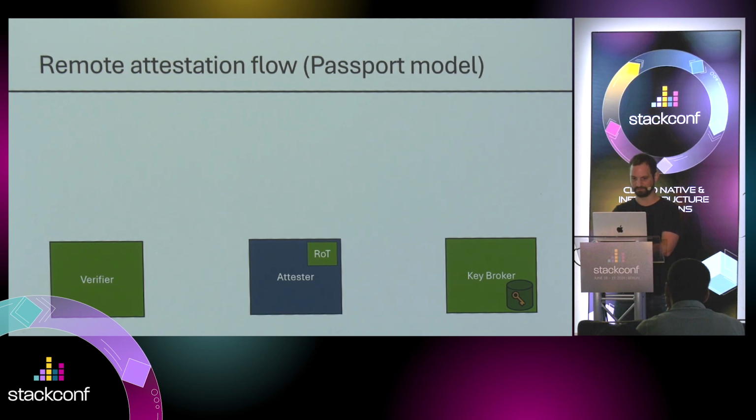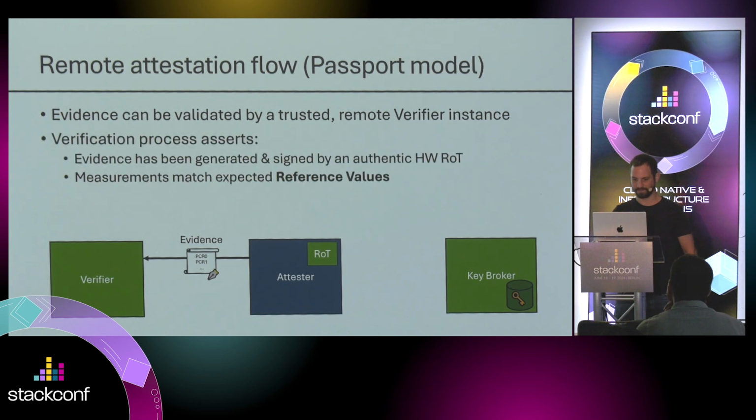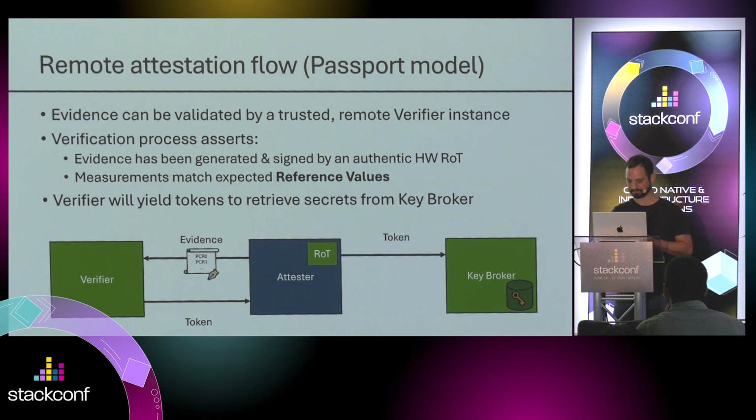So this is a brief flow for the remote attestation, how this would look like. So we have the attester, this would be our VM or confidential VM, for example. It collects its evidence, sends it to the verifier. The verifier asserts it has been signed by an authentic hardware root of trust, and the measurements match the expected values. Then we get a token back, and this token we can hand to another key server that understands those tokens and can provide us with a secret we need for our computation.